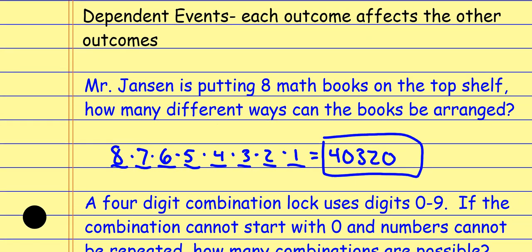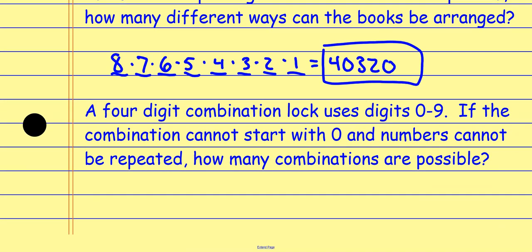This one, again, just using our imaginations a little bit. It says a 4-digit combination lock uses digits 0 through 9. If the combinations cannot start with a 0 and numbers cannot be repeated, how many combinations are possible? So here's my 4 digits. So 0 through 9 is 10 options, but I'm not allowed to start with a 0, so I only have 9 options for the first number. Okay, I can use numbers 1 through 9, so there's 9 options.